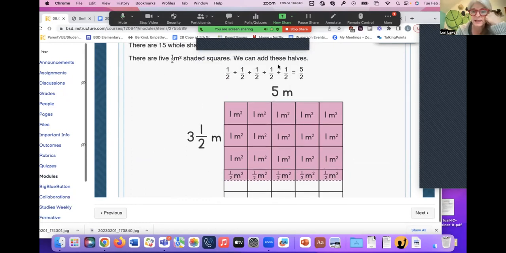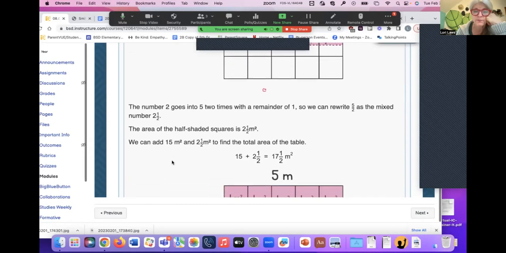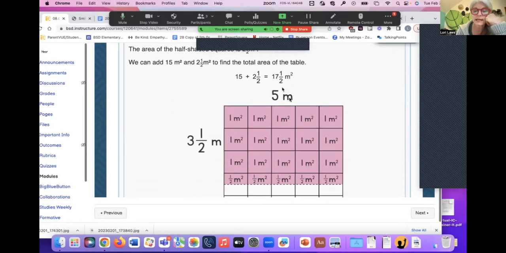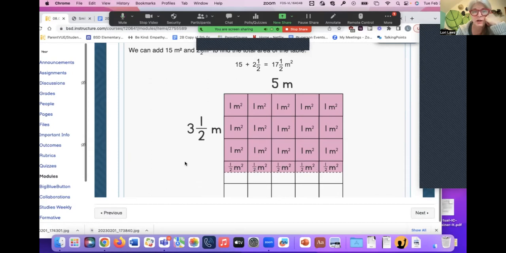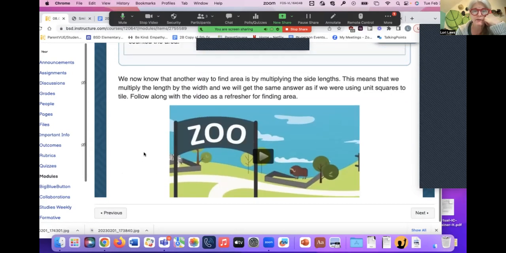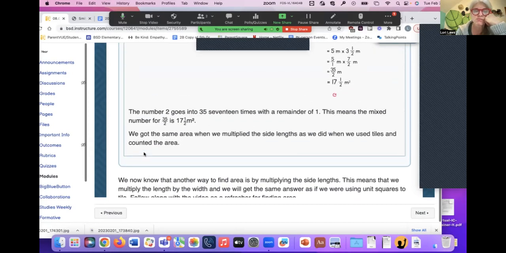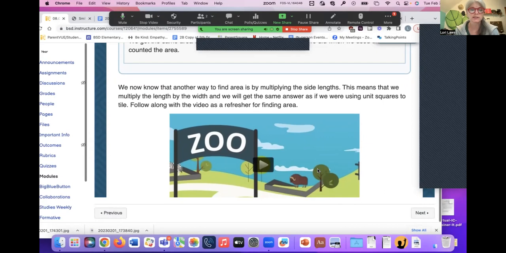We can add the halves and get 5 halves, which we know is 2.5, because we take 2 halves out of there and 2 halves out of there. So 17.5. 15 wholes plus these halves that we can push together. Well, that's nice, but we've got to come up with a way to do that without having to tile everything. We know now that another way to find area is by multiplying the side lengths without doing all that tiling. This means that we multiply the length by the width, and we get the same answer as if we were using unit squares to tile.